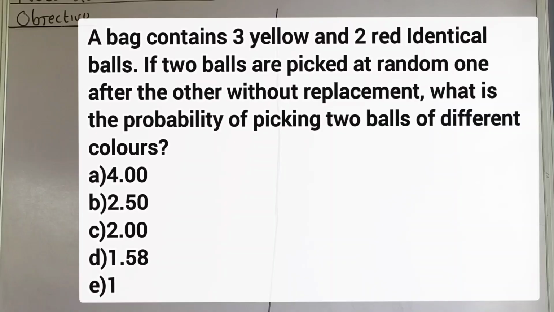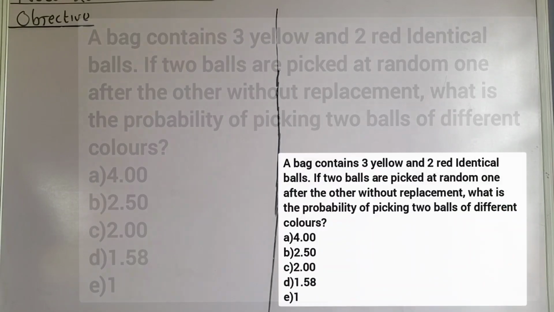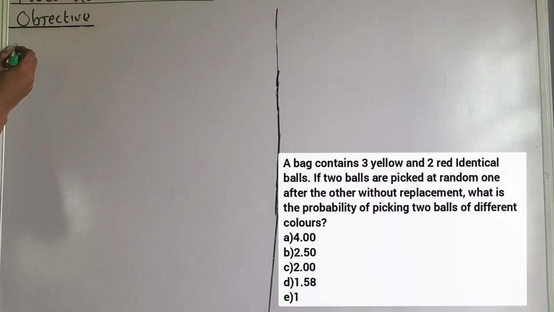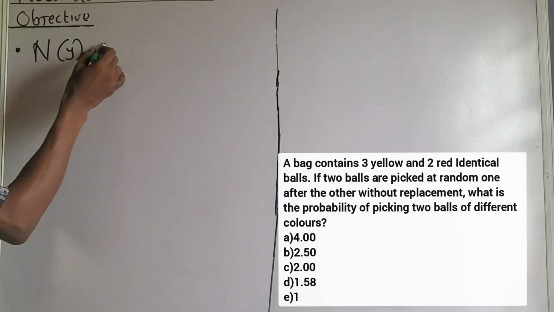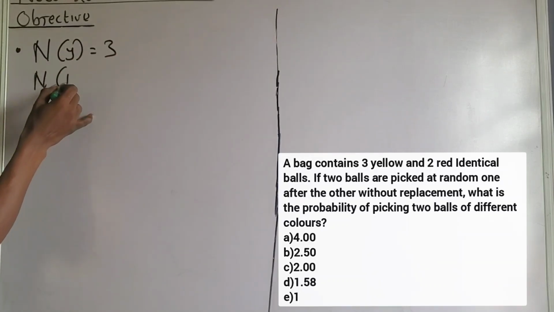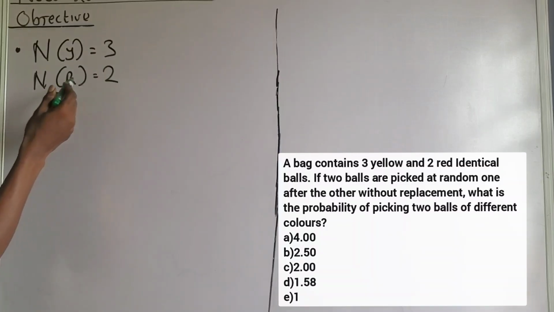A bag contains 3 yellow and 2 red balls. If 2 balls are picked at random, one after the other without replacement, what is the probability of picking 2 balls of different color? Okay, that is question 53. The number of yellow balls is 3, while the number of red balls is 2. If 2 balls are picked at random, please pay attention, one after the other without replacement.